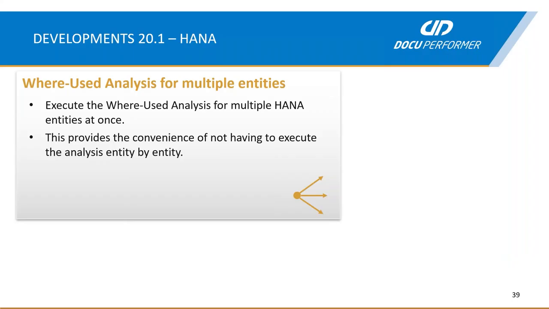For HANA, it's now possible to do the where-used analysis for multiple entities. This was already available for BW entities, but not for HANA. From now on, it's way more convenient to select multiple entities of the HANA and analyze them all at the same time to check where these selected entities are used.